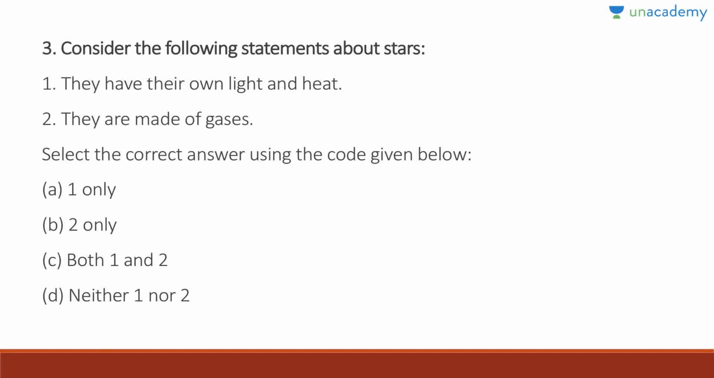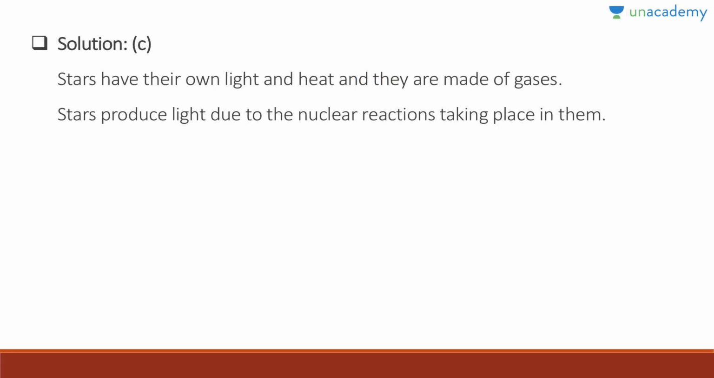Question number 3, consider the following statements about stars. They have their own light and heat. Yes, the sun has its own light and heat. They are made of gases. Yes, the sun is made up of hydrogen and helium. All these stars are made up of hydrogen and helium, unless they are like neutron stars and red dwarfs and black holes. So the answer here is C, both 1 and 2. The stars have their own light and heat, and they are made of gases, and stars produce light due to the nuclear reactions which are taking place in them.